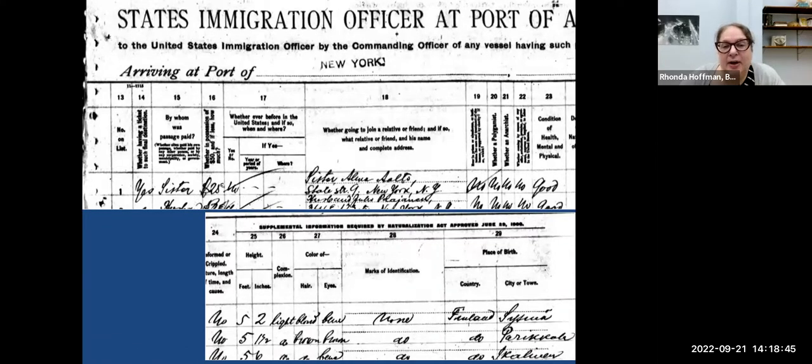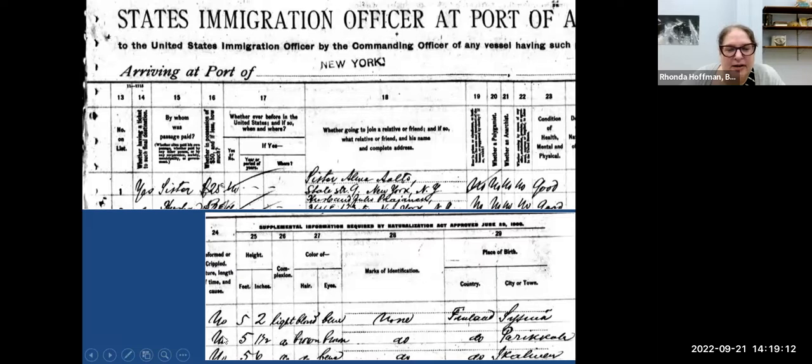Has she ever been in the US before? No. And then it says the relative she's going to live with is her sister, Alma Alto, and it gives her sister's specific address in New York City. And there's lots of different questions, whether she was a polygamist, whether she's an anarchist, her health. It says that she has good health.